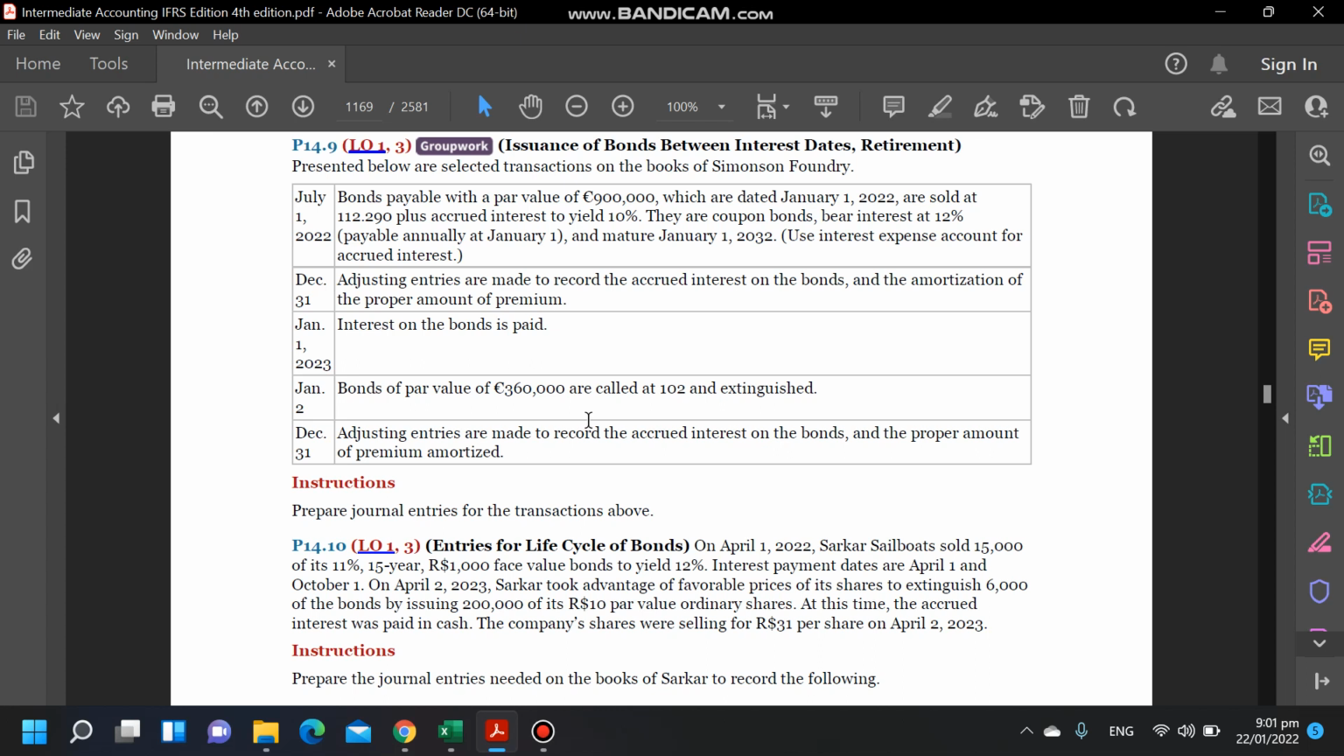The last question is P14.9. Presented below are selected transactions on the books of Simonson Foundry. So we have 5 dates. What we need to do is the journal entry for all of the transactions. So we'll go one by one.